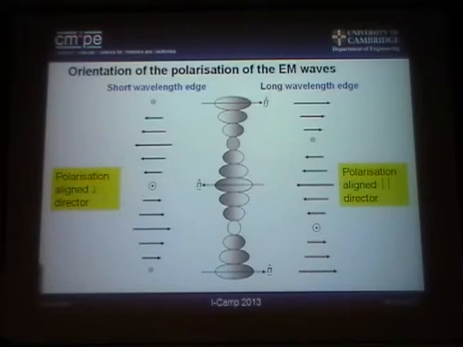One thing as I referred to before, there's also another selection mechanism here, in addition to the fact you've just got these two modes either side of the band edge, either side of the photonic band gap. At each edge, the orientation of the electric field vector is different. For the short wavelength edge, the electric field vector always points perpendicular to the director, whereas at the long wavelength edge, the electric field vector of the optical mode itself points along the director. And that has a consequence in terms of coupling with the dye.